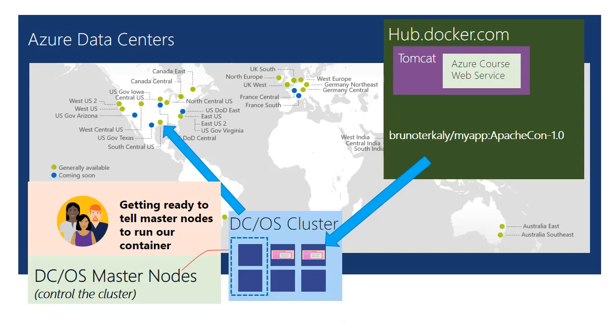So the remaining work here is to actually get our image downloaded from hub.docker.com and running on our cluster. Essentially the bottom line here is that we are getting ready to tell the master nodes of our DCOS cluster to run our container. The way we do that is we're going to tunnel in, we'll talk more about this in a moment, into these master nodes and tell those master nodes, can you go ahead and schedule the running of our uploaded Docker image to the agent components of our cluster.